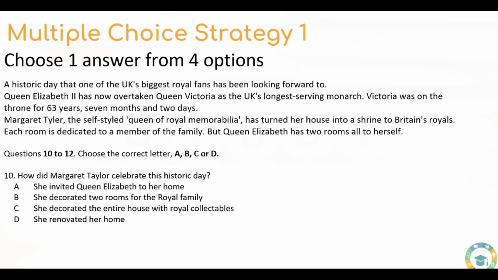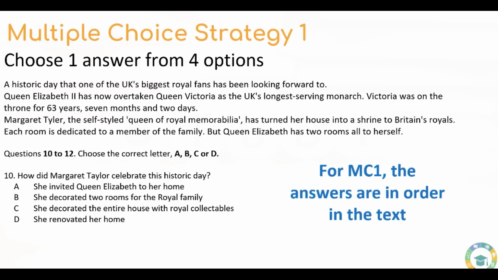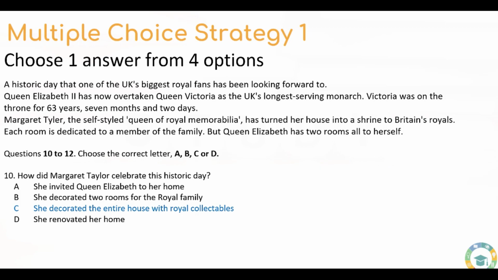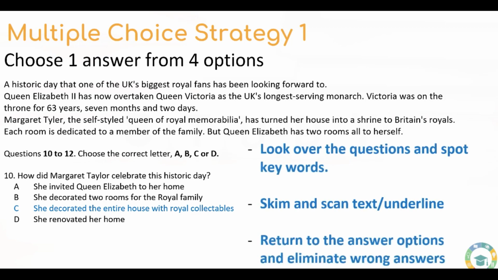For multiple choice type 1, choosing one answer from 4 options, the answers will be in order in the text. So if you want to find the answer, please pause the video now if you need a bit more time. And here is the answer to this question. She decorated the entire house with royal collectibles. Here is my strategy for answering these question types.